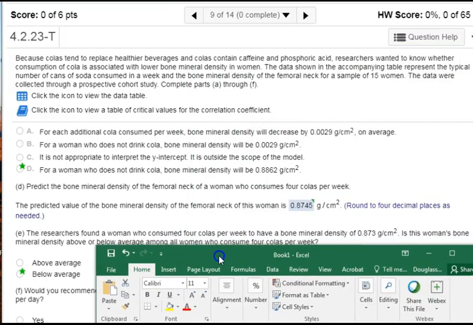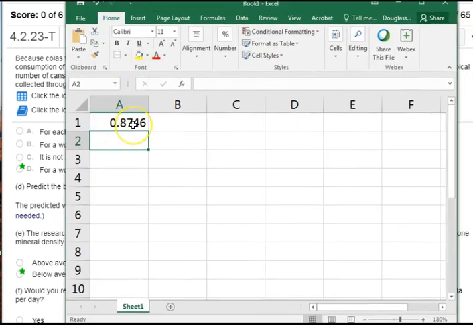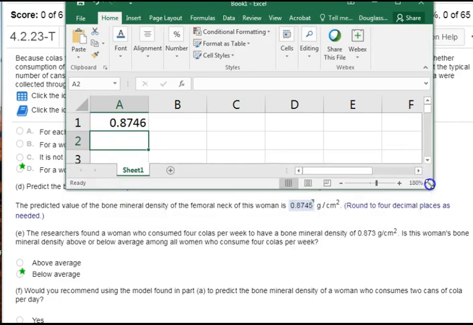Now, it says researchers found a woman who consumed 4 colas per week and had a bone mineral density of 0.873. Is this woman above or below average? So this is the predicted average for people who drink 4 a week, 0.8746. And so 0.873 is less than that. So this particular woman is a little bit below average out of the women who drink 4 colas a week.